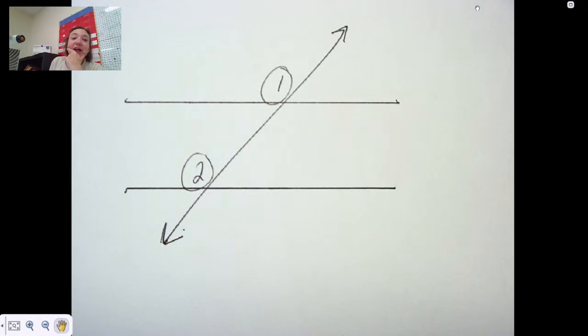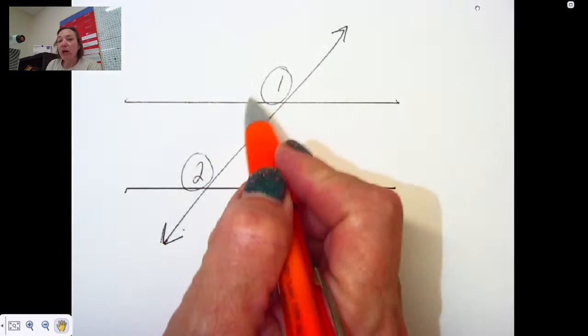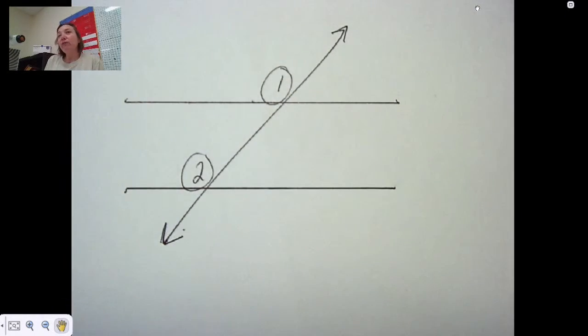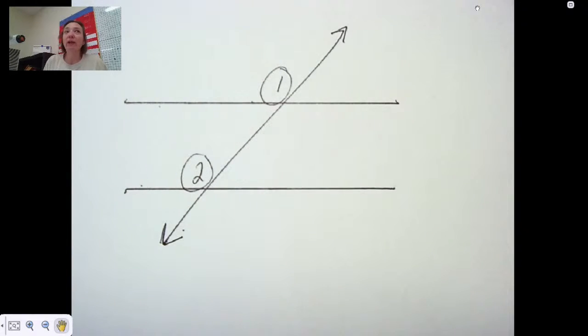So, okay. So we came up with this postulate that we said, if these two lines are parallel, then angle 1 and 2, corresponding angles, are congruent, right? And that's the corresponding angles postulate. That's what that is, corresponding angles postulate.